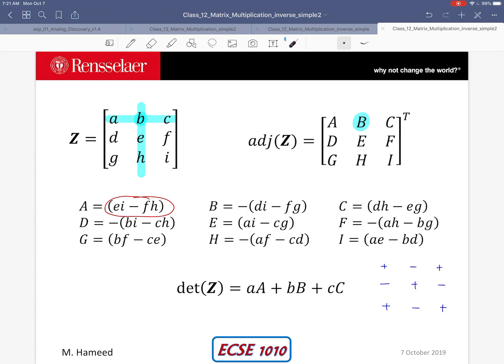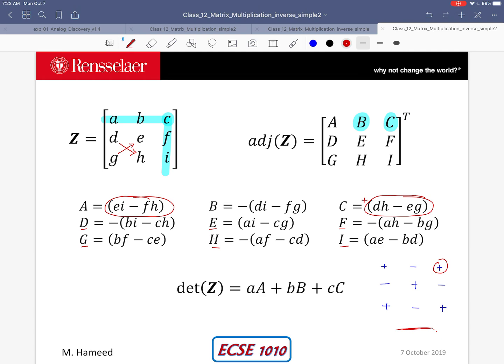Similarly, we do that for C. If you want to do that for C, just go to the corresponding element, hide the row and column, and then find the determinant of the submatrix, which in this case is going to give us DH minus GE right there, and of course the plus sign carries over here. Once you see this pattern, I hope you can write all the other cofactors, but don't forget the signs that go along with those cofactors.